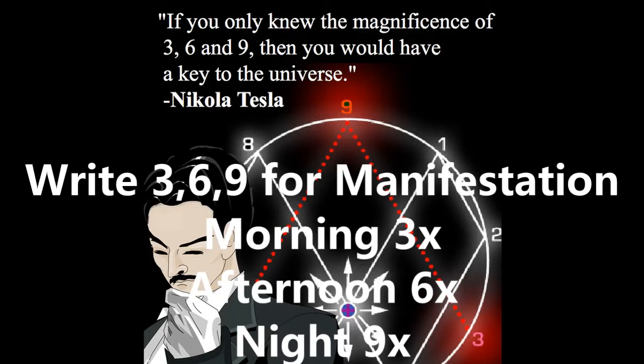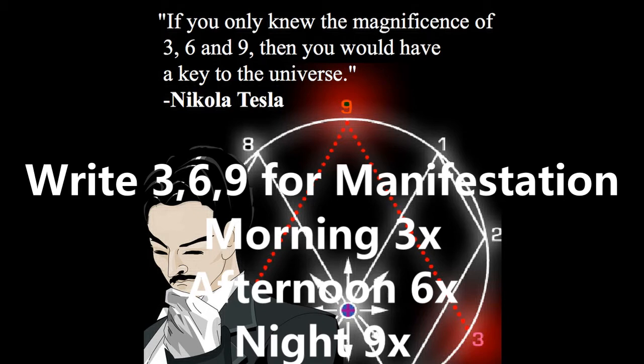Hello, let's talk. Why did Nikola Tesla call 369 the key to the universe? Tesla's 369 obsession began with his fixation on the number 3 and suggests that the 3, 6, and 9 could hold the key to the universe.